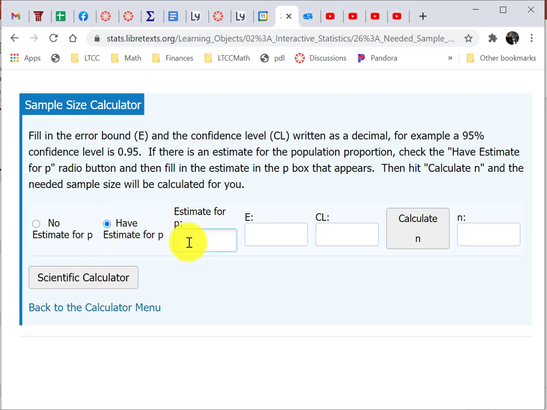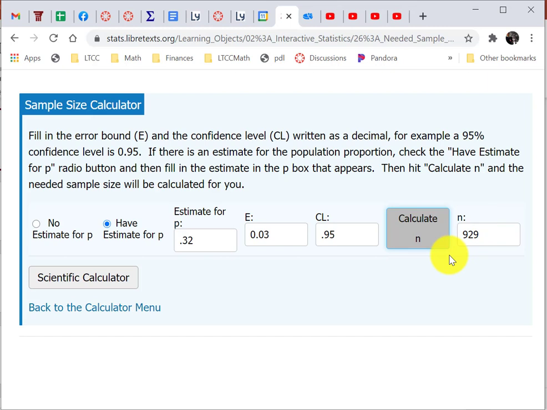So we can use 0.32 as our estimate for P. So now I just type in 0.32 for our estimate for P. Our E, error bound, is 0.03. And our confidence level is 0.95. And then I just hit calculate N. And it gives us that N is equal to 929.